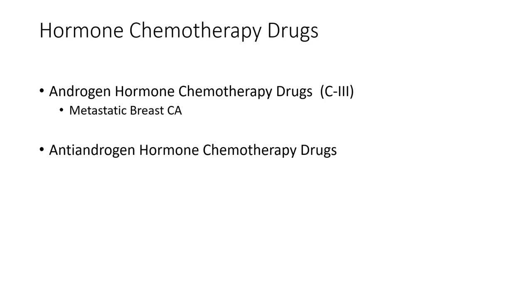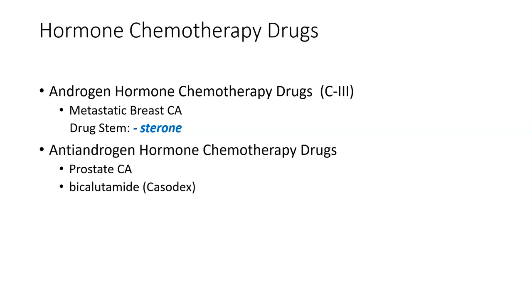Things like methyltestosterone and testosterone. So we're looking for drugs that have that drug stem of sterone, like testosterone. Now, an anti-androgen hormone drug is going to block male hormone. So these are going to be used in treating prostate cancer. That includes drugs like bicalutamide, which is known as Casodex, and has a drug stem of lutamide.